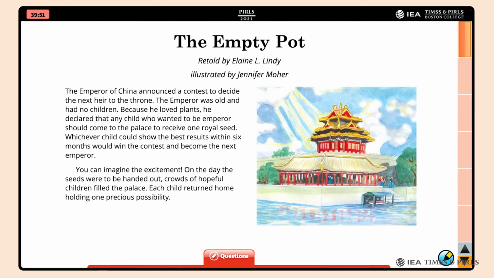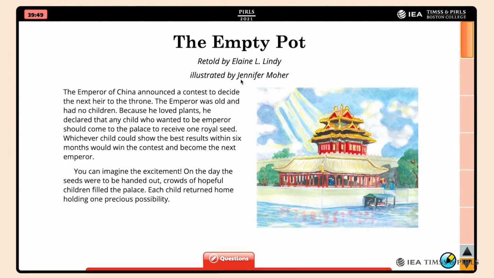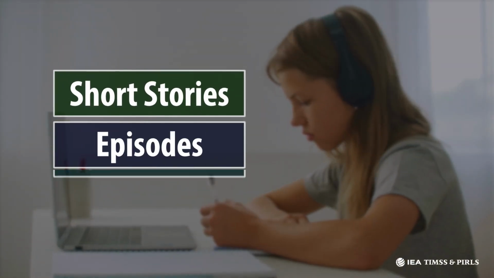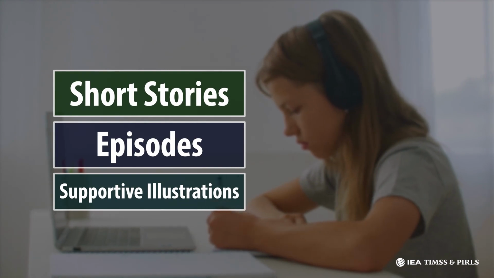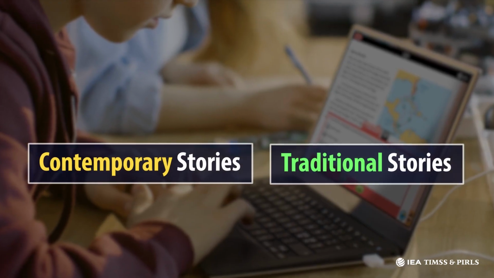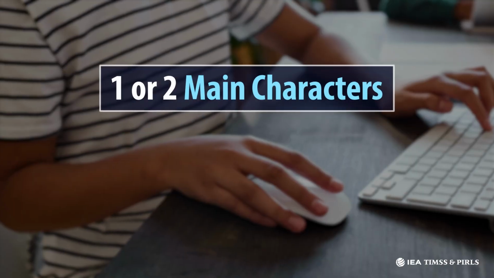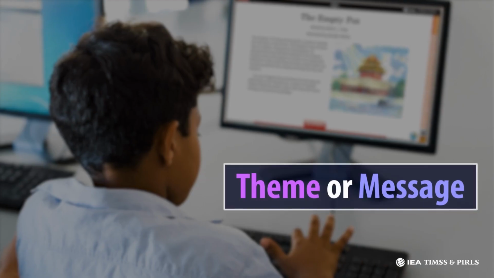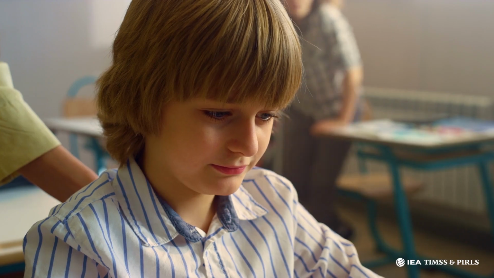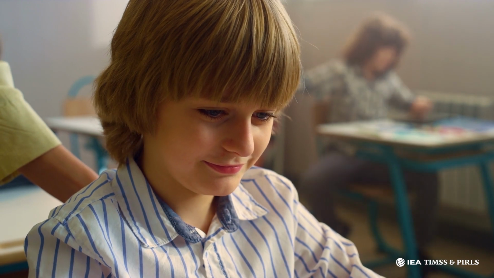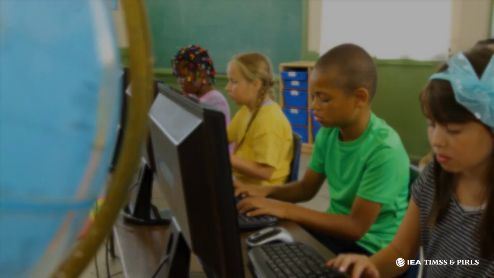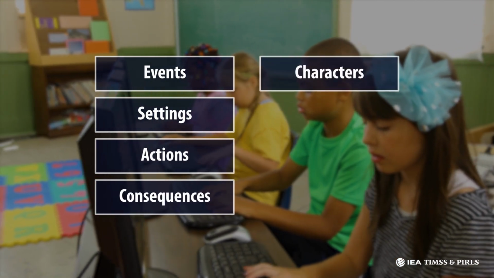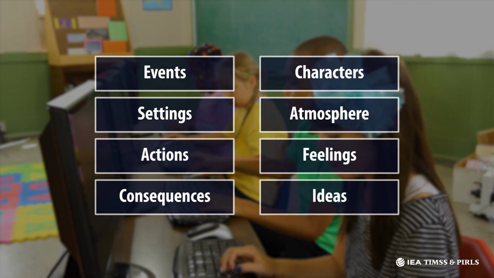The Empty Pot passage is an example of a literary text of medium difficulty. The literary texts were complete short stories or episodes, accompanied by supportive illustrations. The texts include contemporary and traditional stories with 1 or 2 main characters, a plot with 1 or 2 central events, and an overall theme or message. Overall, the literary texts include a range of styles designed to encourage students to engage with the events, settings, actions, consequences, characters, atmosphere, feelings, and ideas.